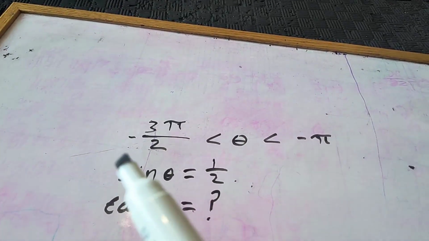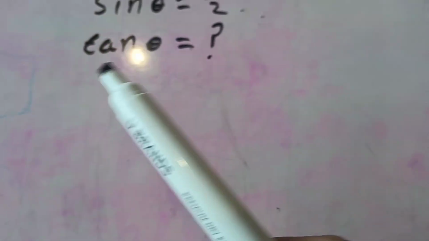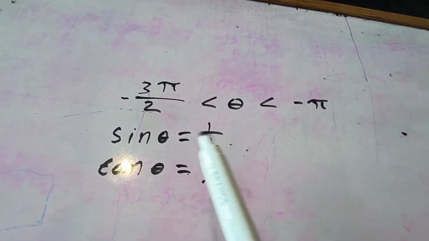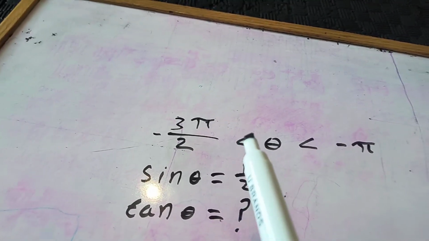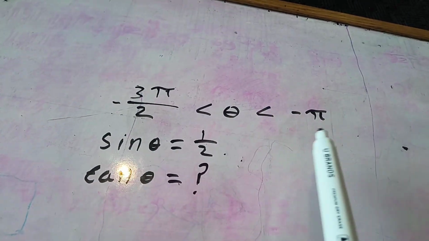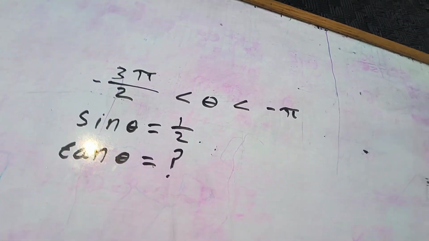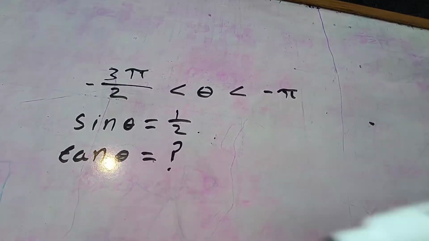Okay, picture this. We're trying to find tangent of theta. We know that sine of theta is 1/2, and we know that theta is going to be between these two angles. Let's find tangent of theta, shall we?